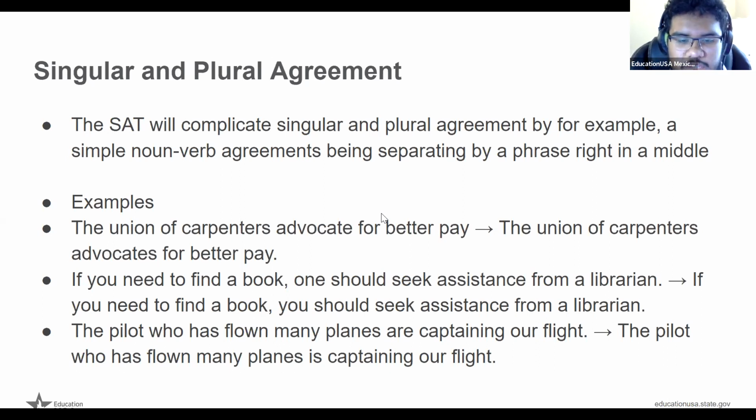So you can see here that the "are" is out of place, which is why in the correct example, the pilot who has flown many planes is captaining our flight. The word "is" is modifying the pilot, which is singular, rather than the plural that may be suggested by the words many planes, which is not the actual subject of the sentence.